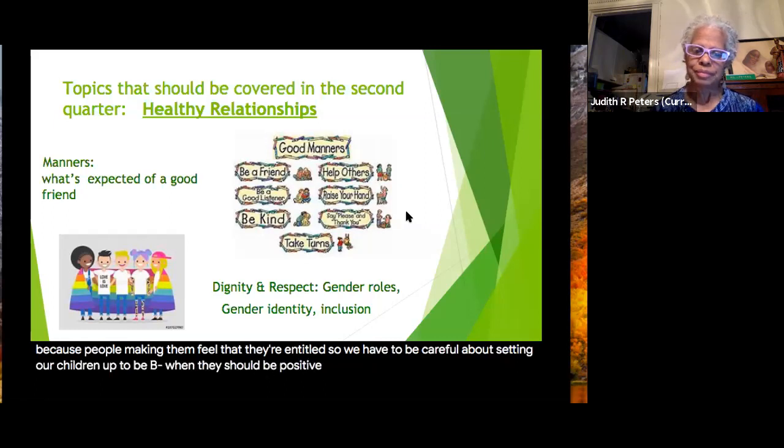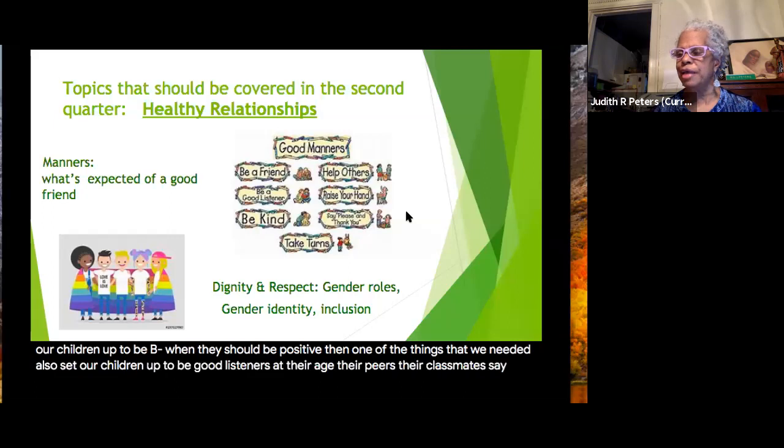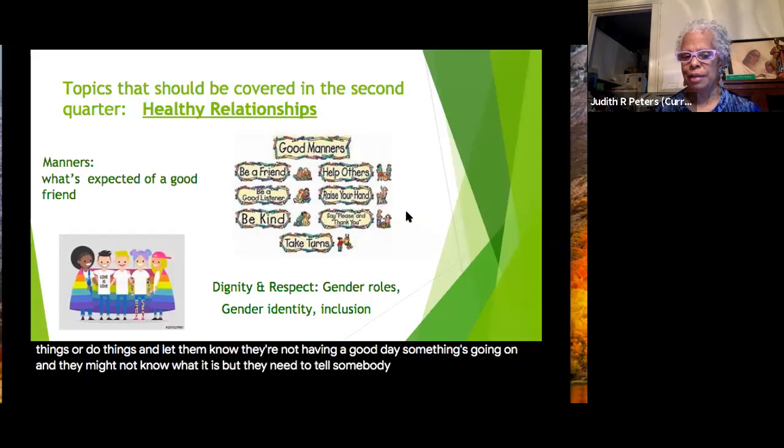And one of the things we also need to do is set our children up to be good listeners. At their age, their peers, their classmates say things or do things that let them know they're not having a good day. Something's going on and they might not know what it is, but they need to tell somebody. And telling somebody doesn't mean that you're being a snitch. Telling somebody means that you care and you want that person to get some help.